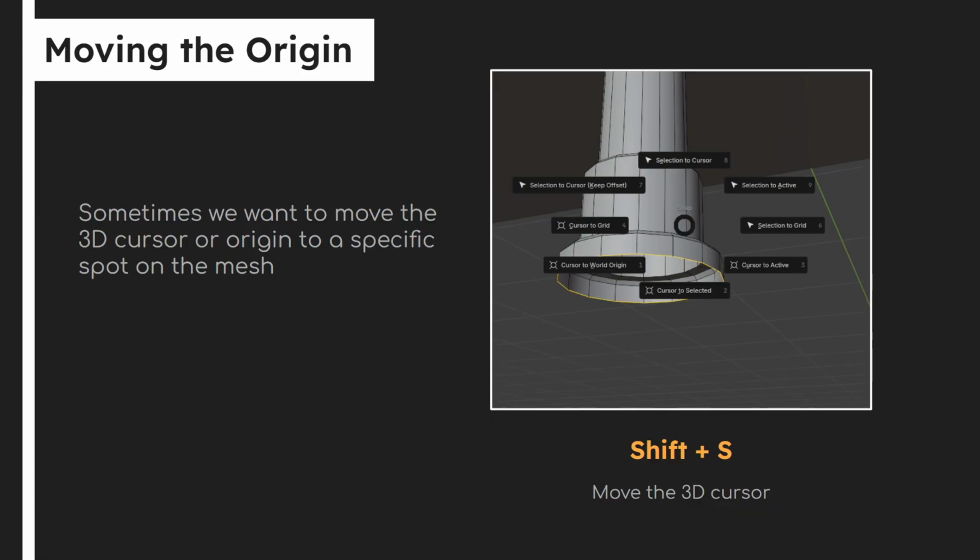But if we just look up here, you can see we've got object options like cursor to world origin, cursor to selected, cursor to active, selection to grid, selection to cursor. But the main two I want you to focus on right now are cursor to selected, and at the top, selection to cursor. Those will let you move your 3D cursor to certain places or move existing objects to where your 3D cursor is.